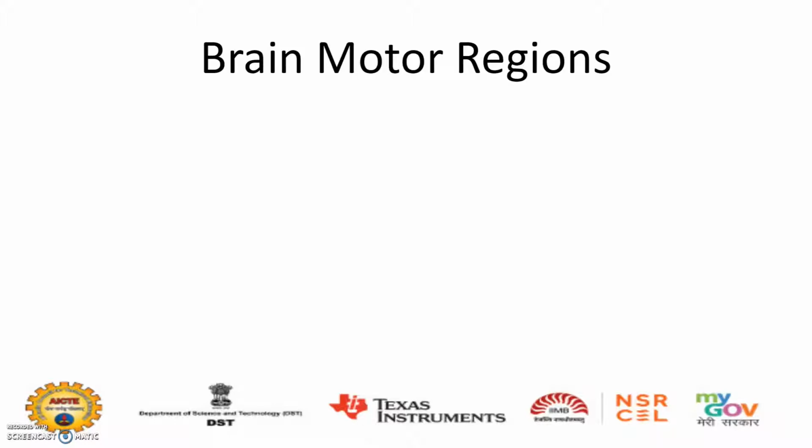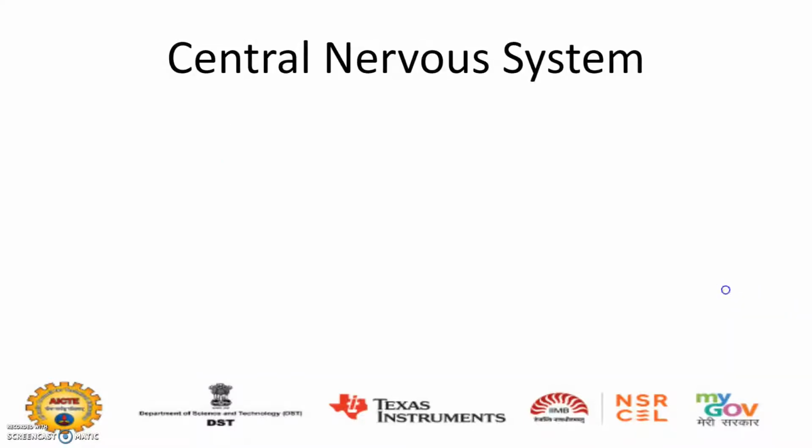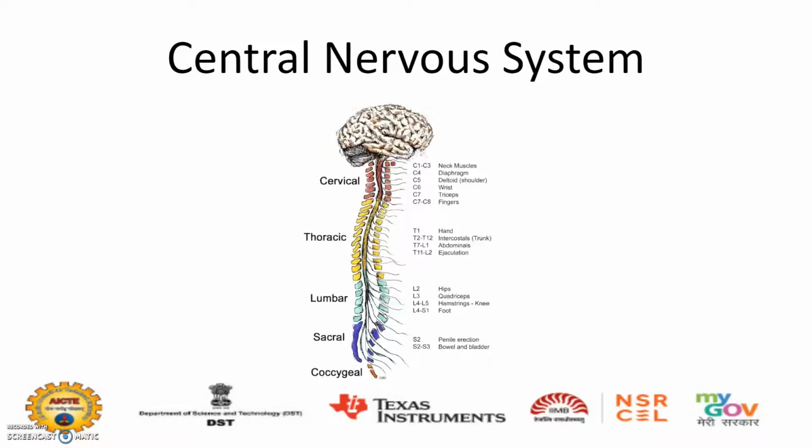In the brain, the premotor cortex is responsible to prepare the body's muscles for the exact movements they will make. In other words, it will help you control your movements. The supplementary motor cortex is responsible for the planning of the movements like an algorithm, and the primary motor cortex is responsible to generate neural impulses that control the execution of the movement. The signals travel from the brain through the lumbar region in the back region of the spine, which controls the movement.